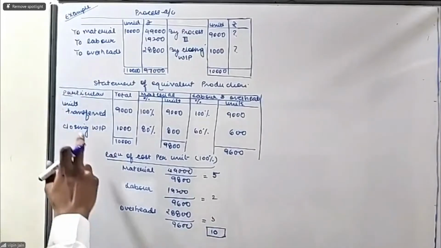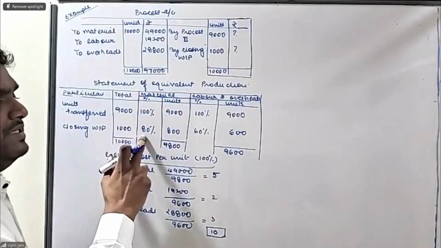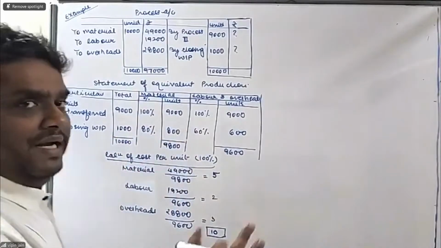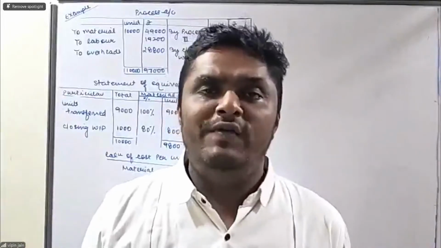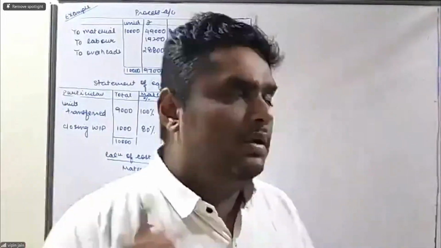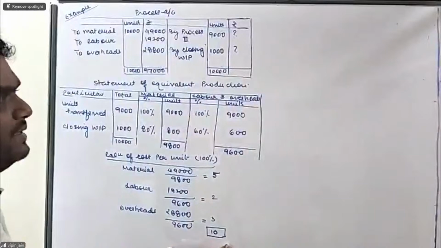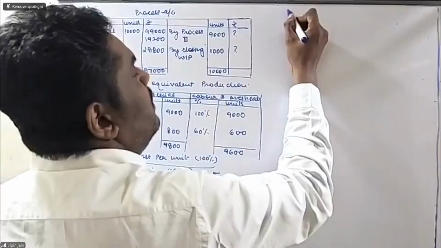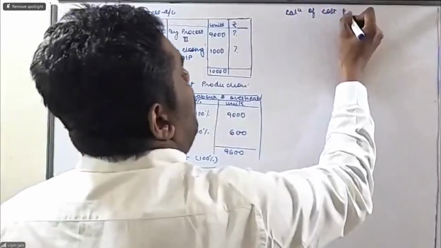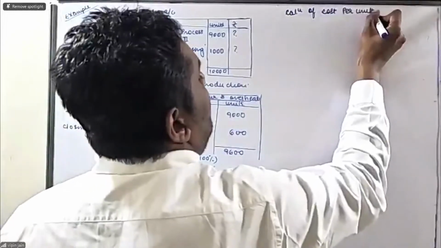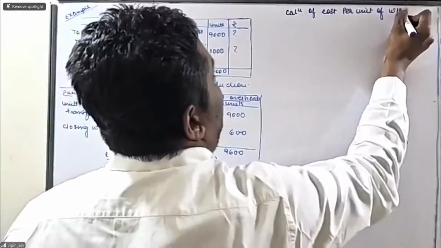Now let's calculate the cost of units that are 80% and 60% complete. I am teaching you guys both the approaches, and then from the next question onwards we will be discussing the simplest approach. So herein I am explaining both the things. So now calculation of cost per unit of work in progress.